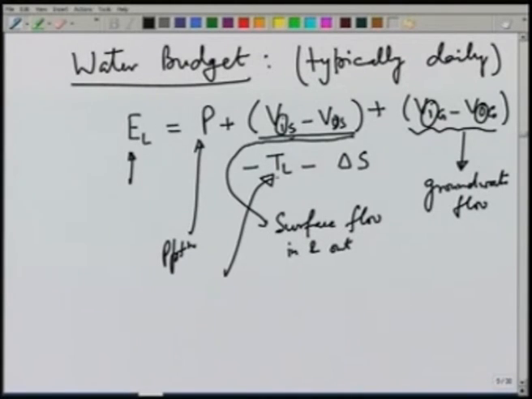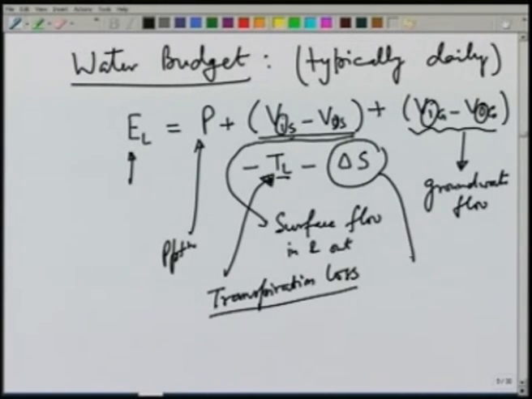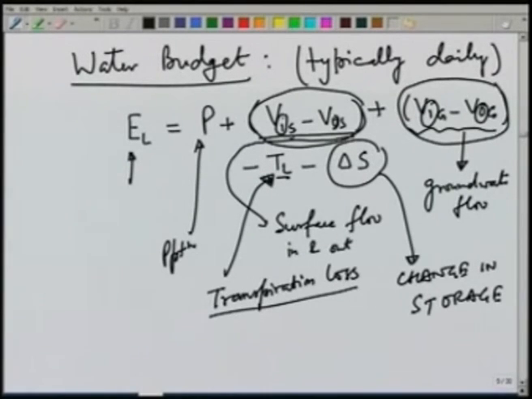TL is transpiration loss. Typically it is very small for a lake, but just to be more accurate, we consider TL also. And delta S is a change in storage. So what water budget tells us is that if we know the amount of rain falling on the lake, what is the net inflow through surface water, what is the net inflow through groundwater, what is the transpiration loss, and what is the change in storage, we can find out the evaporation from the lake, because that will be the net result of all the other processes.